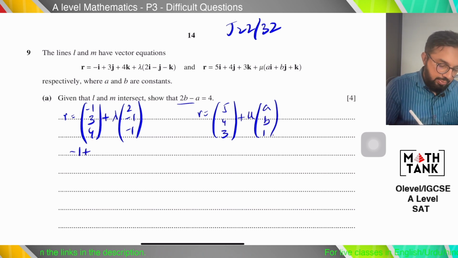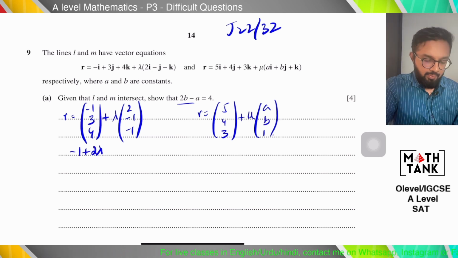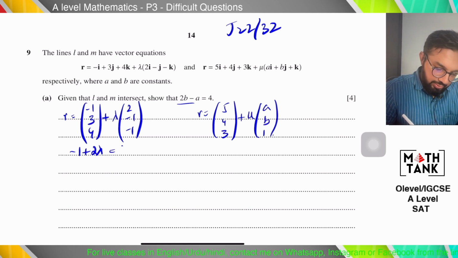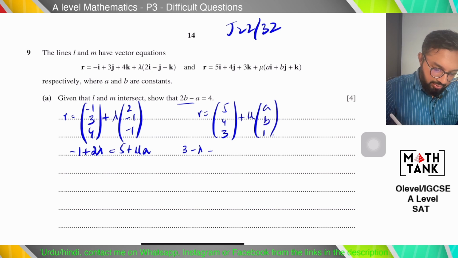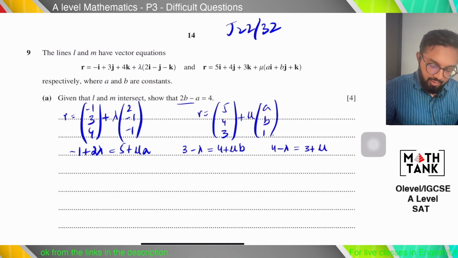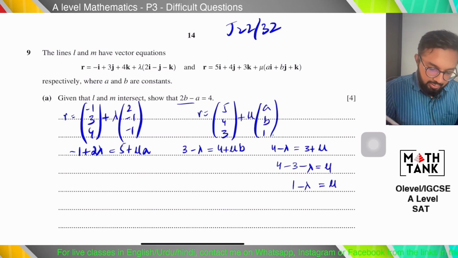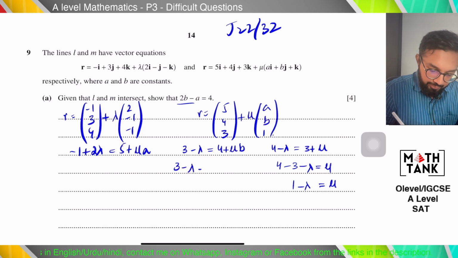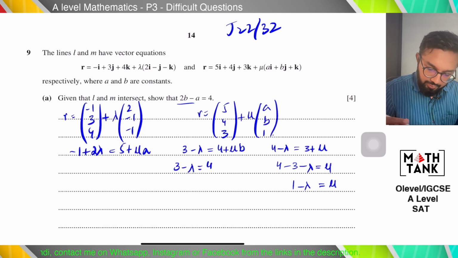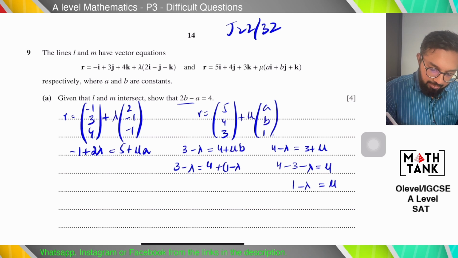Okay, so minus 1 plus 2 lambda should equal 5 plus mu a. 3 minus lambda should equal 4 plus mu b. And 4 minus lambda should equal 3 plus mu. Okay, taking a substitution for mu from here, I say that mu is 1 minus lambda. And I put it here, 1 minus lambda b.